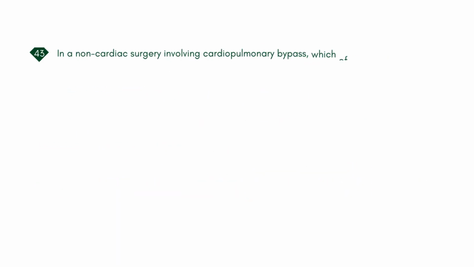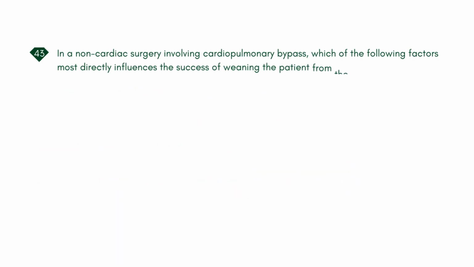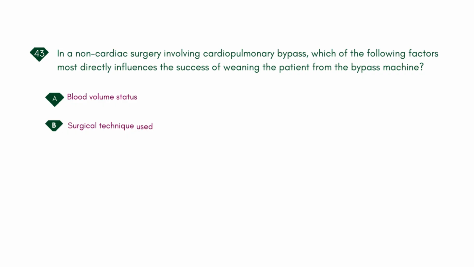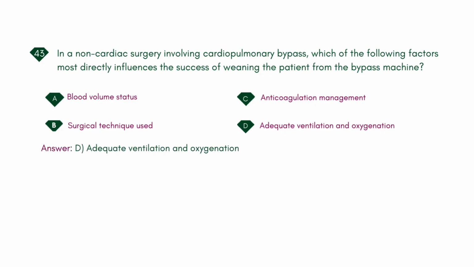In a non-cardiac surgery involving cardiopulmonary bypass, which of the following factors most directly influences the success of weaning the patient from the bypass machine? A. Blood volume status. B. Surgical technique used. C. Anticoagulation management. D. Adequate ventilation and oxygenation. Answer: D. Adequate ventilation and oxygenation.